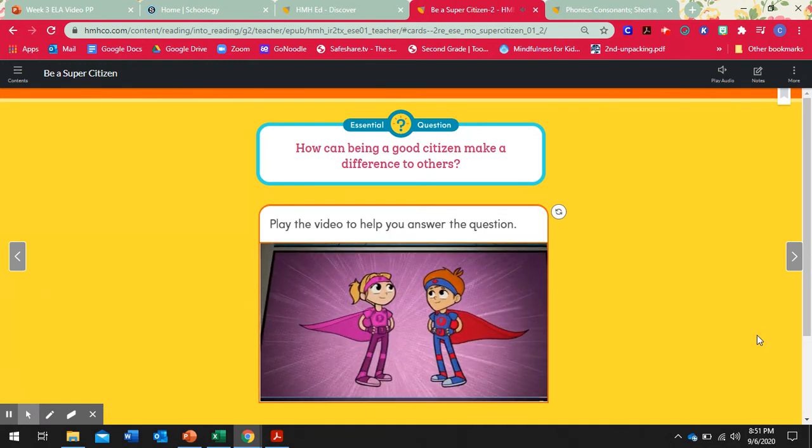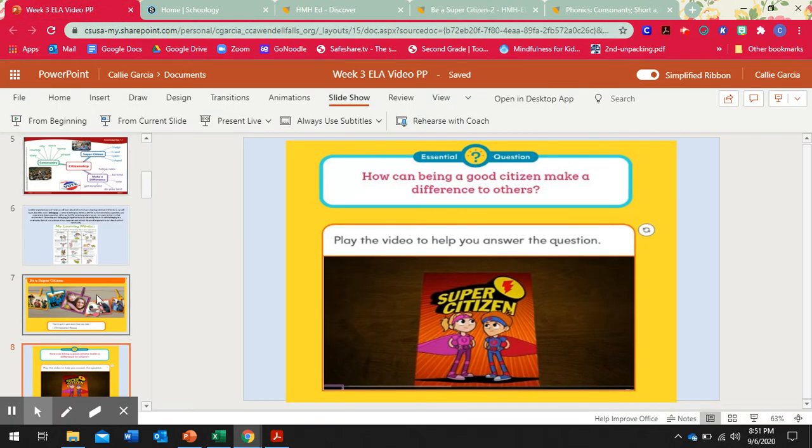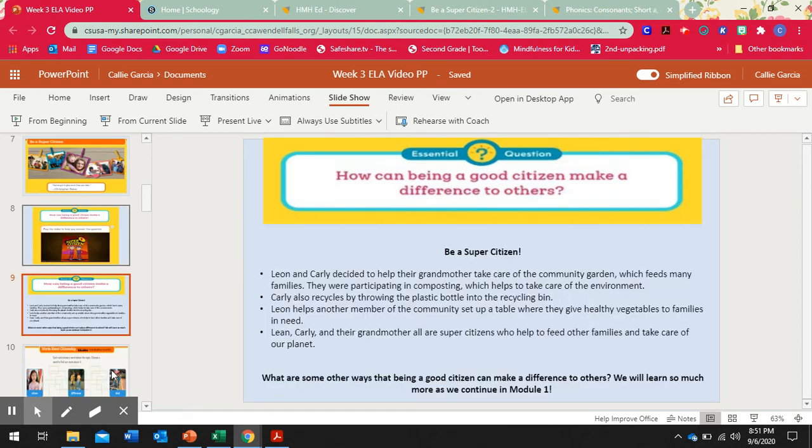What can you do to be a super citizen? So, our essential question: how can being a good citizen make a difference to others?